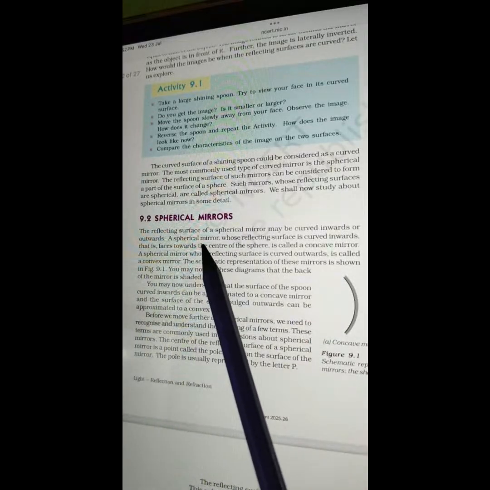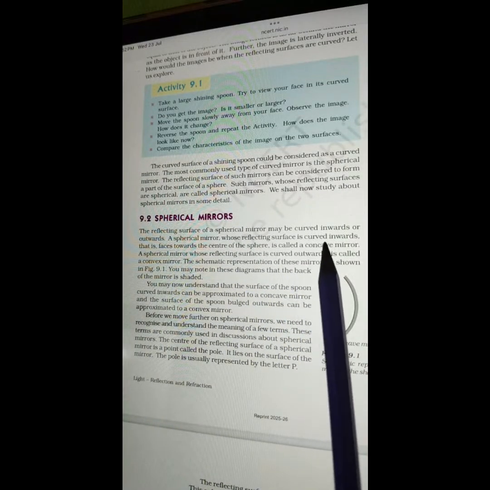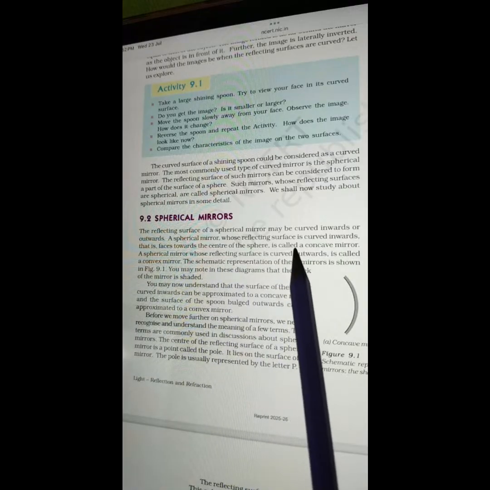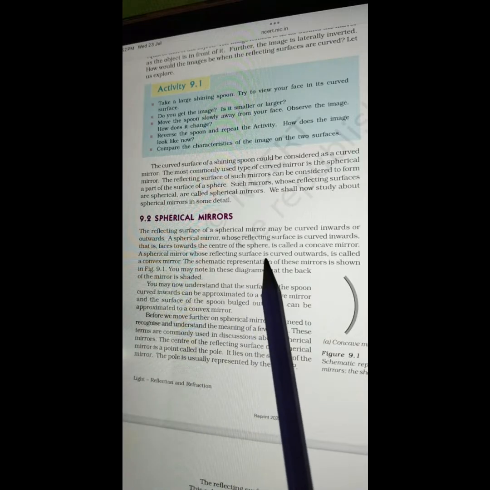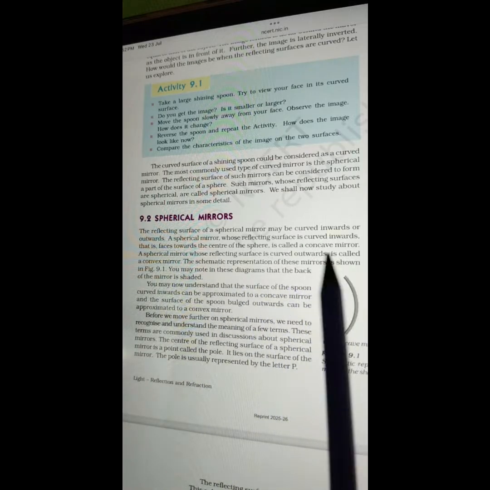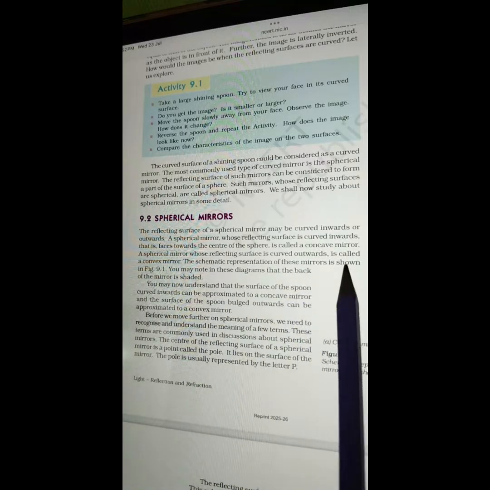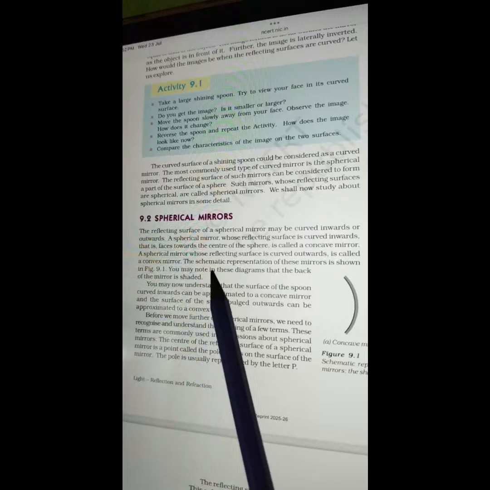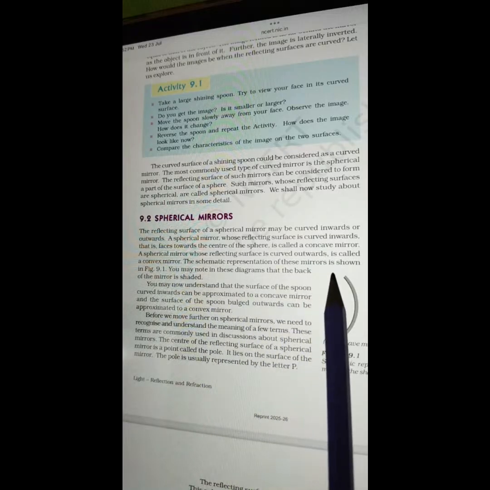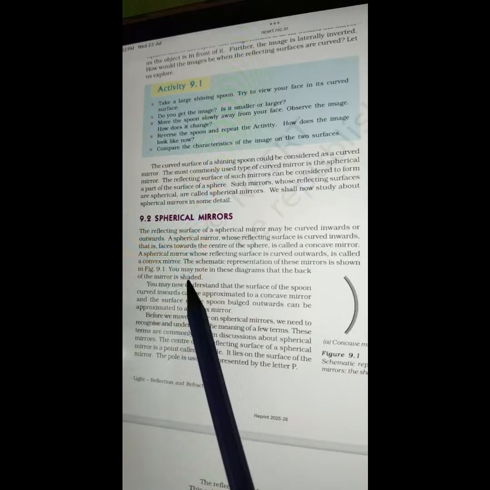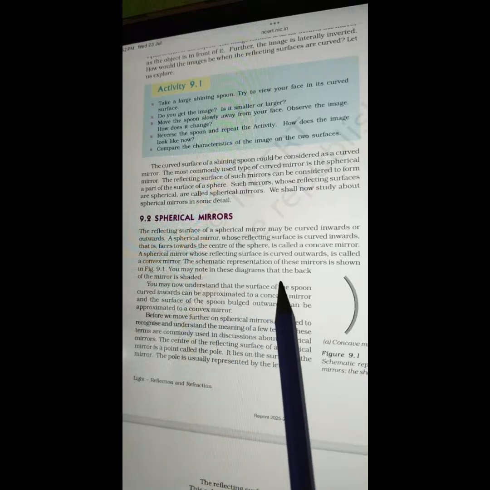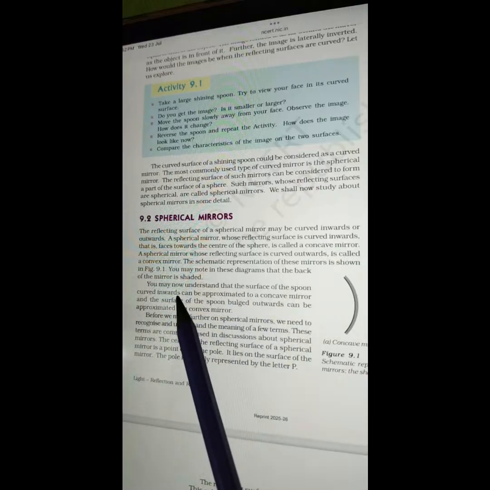9.2 Spherical mirrors. The reflecting surface of a spherical mirror may be curved inwards or outwards. A spherical mirror whose reflecting surface is curved inwards, that is, faces towards the center of the sphere, is called a concave mirror. A spherical mirror whose reflecting surface is curved outwards is called a convex mirror. The schematic representation of these mirrors is shown in figure 9.1. You may note in these diagrams that the back of the mirror is shaded.